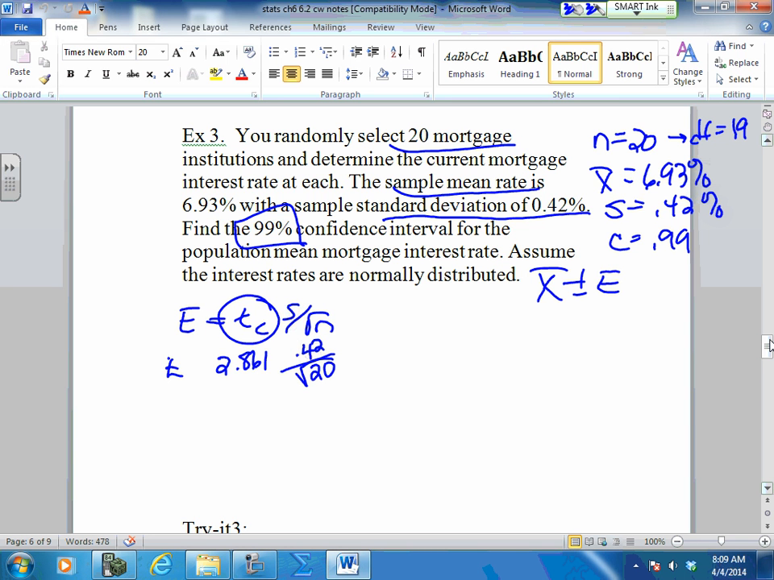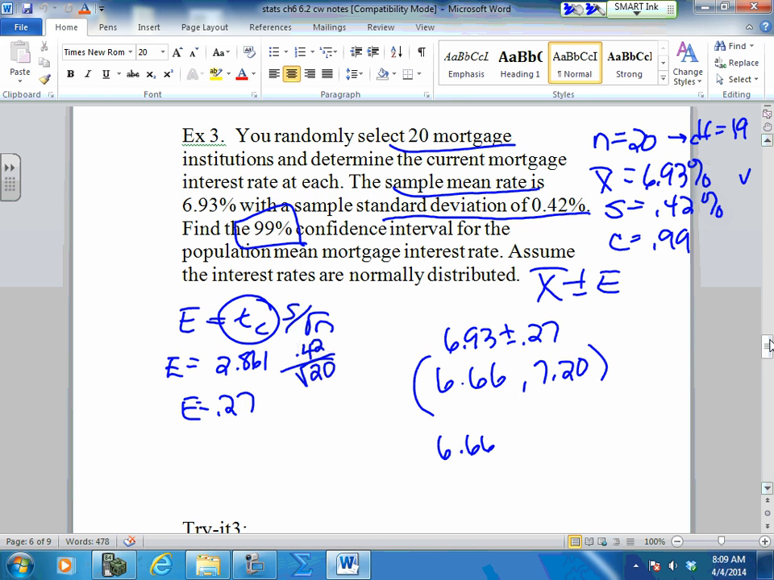So we found our margin of error, and what should we round this to? How many decimal places? 2, because your mean is 2 decimal places. And we're keeping it as a percent. So we get 0.27. And then we just build your confidence interval. X bar plus or minus 0.27. We subtract 0.27 and we add 0.27. Here's your interval. I don't care if you write it that way or you write it this way.